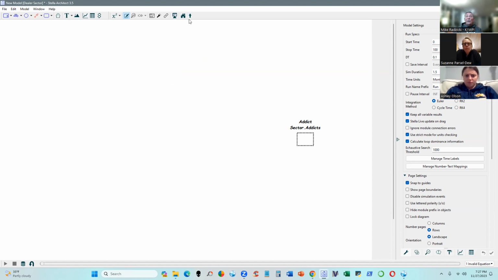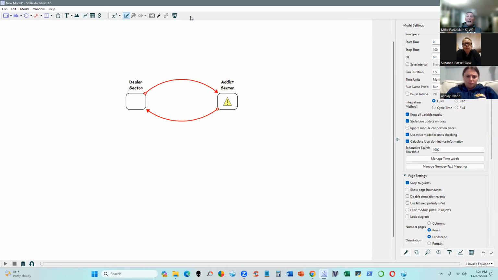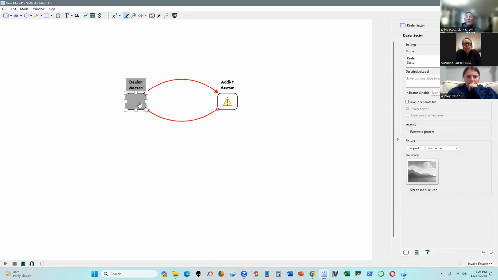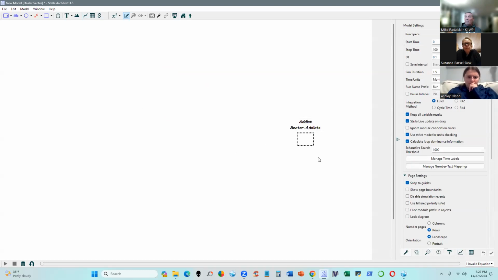Notice the dotted line. So the original is over here, and it's shooting its information by this telephone wire over to here. It's dotted, meaning that's not the original. And notice it even tells you it's addicts from the addict sector. Everybody see that? Okay.